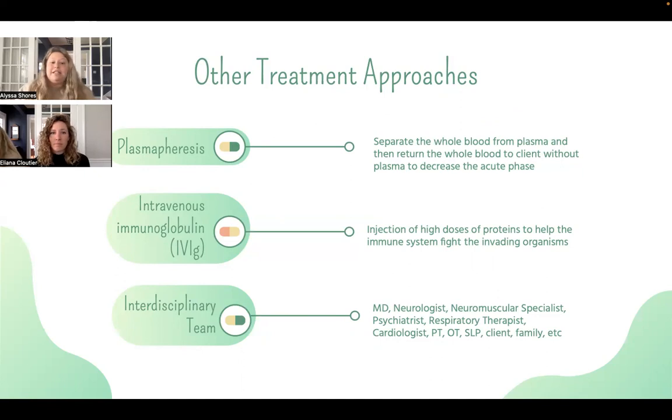And then intravenous immunoglobulin is an IV injection of high doses of protein that is given to a lot of people when they are immunocompromised. Basically, with the plasmapheresis, we're pulling out their reactive antibodies and replacing them with an inert fluid. And with the immunoglobulin, we're actually giving them the proper antibodies needed to fight.